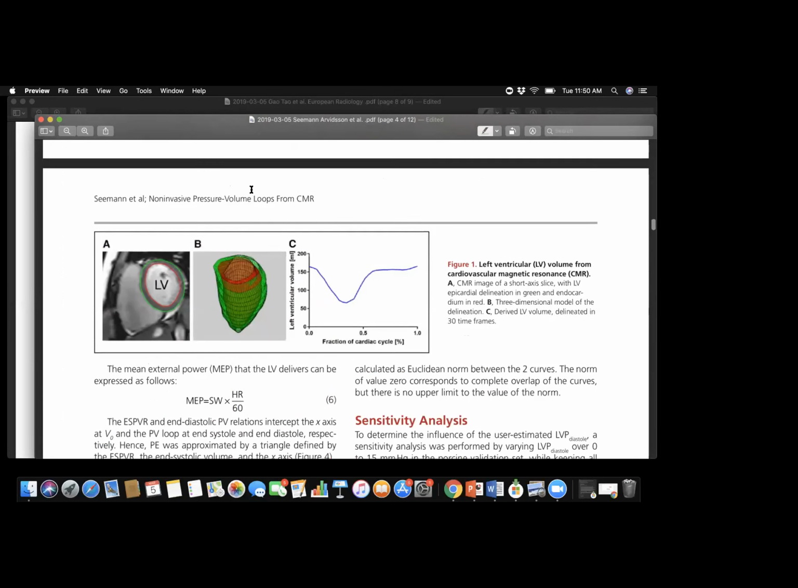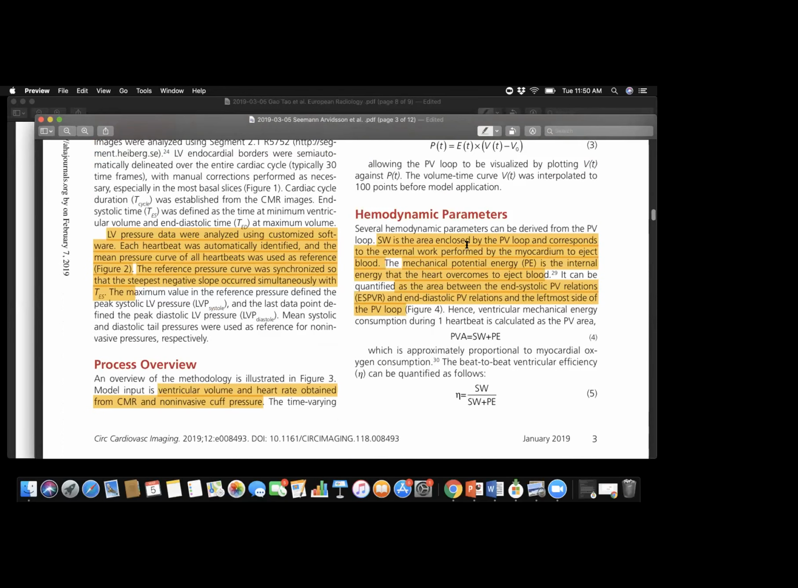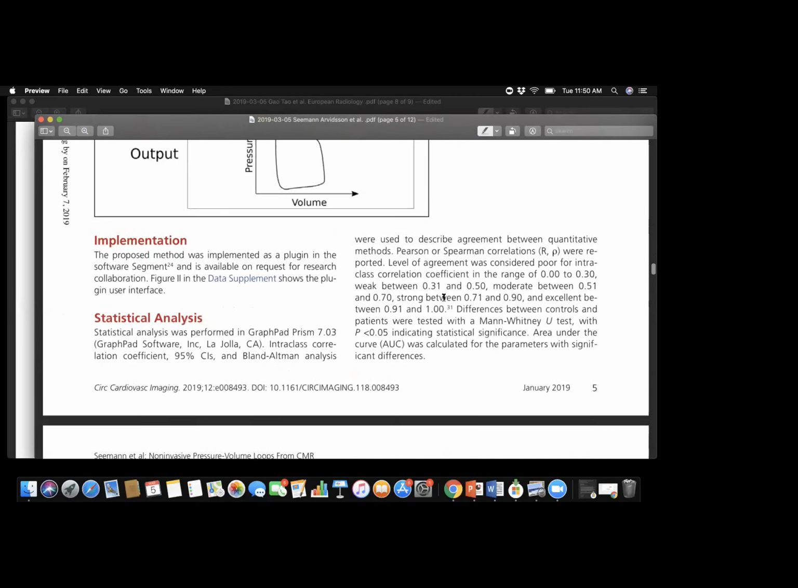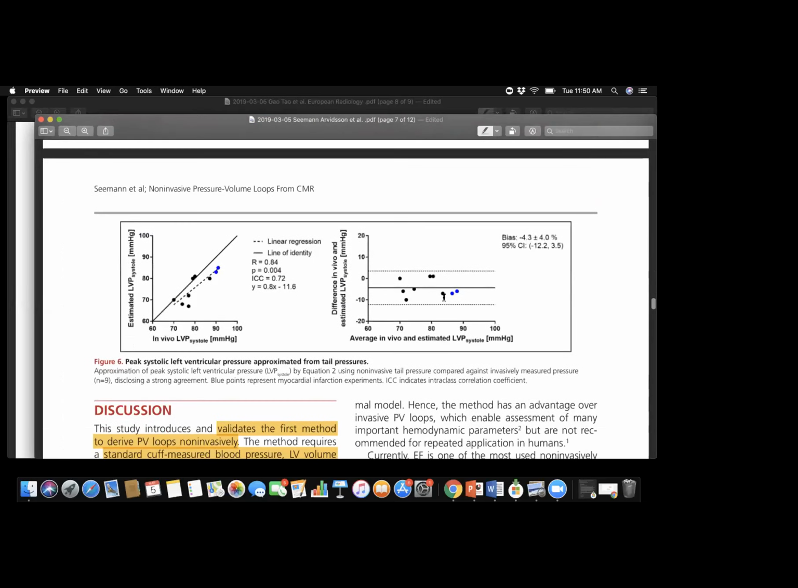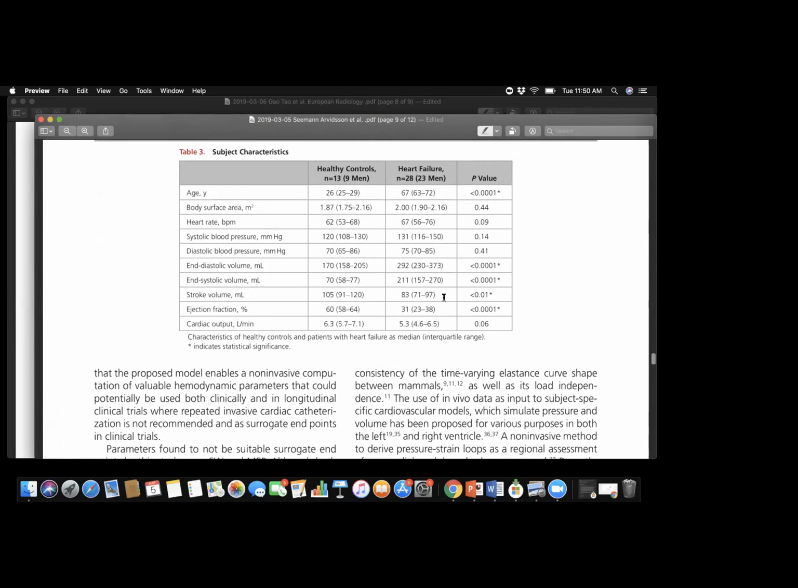So let's go back up. This was again applied to healthy individuals with some patients with heart failure, and the result is summarized in the table. This is the baseline characteristics, basically 13 healthy and 28 heart failure patients. The EF is quite different, obviously 60% in healthy controls and 30% in the heart failure group. The age is different as well.